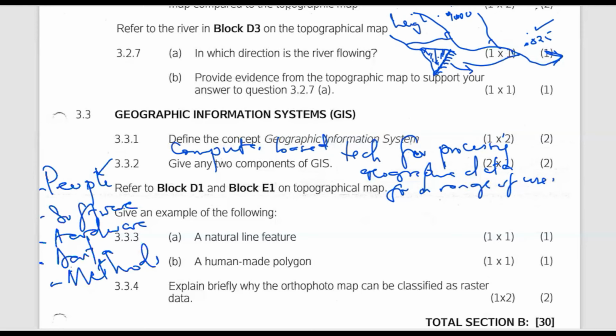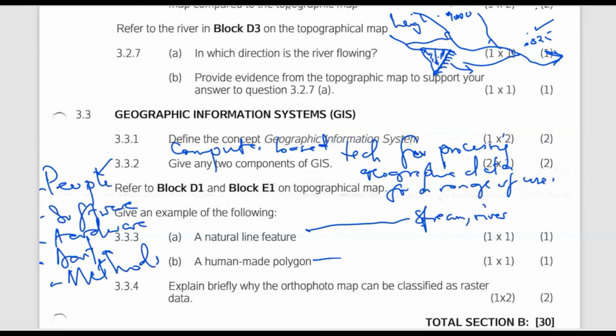Then give an example, block D1 and E1, a natural feature, a line feature. Line features, we are saying the features are presented like that. For example, on the map, you can check, it can be a stream or a river. Those are typical examples of line features that you can find which are natural on the map.